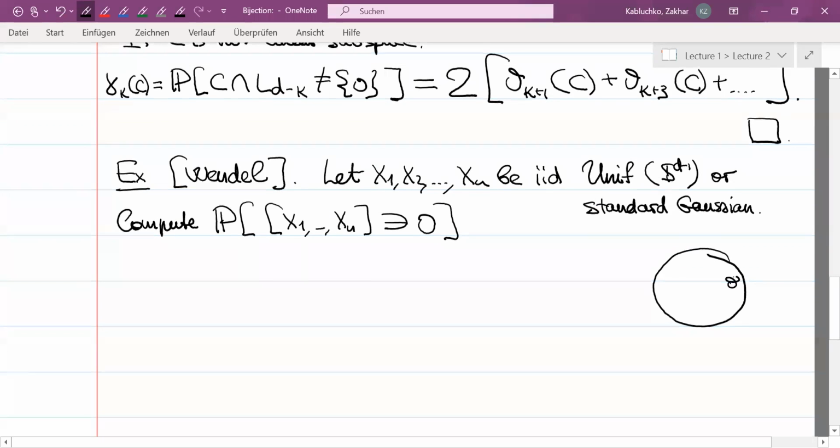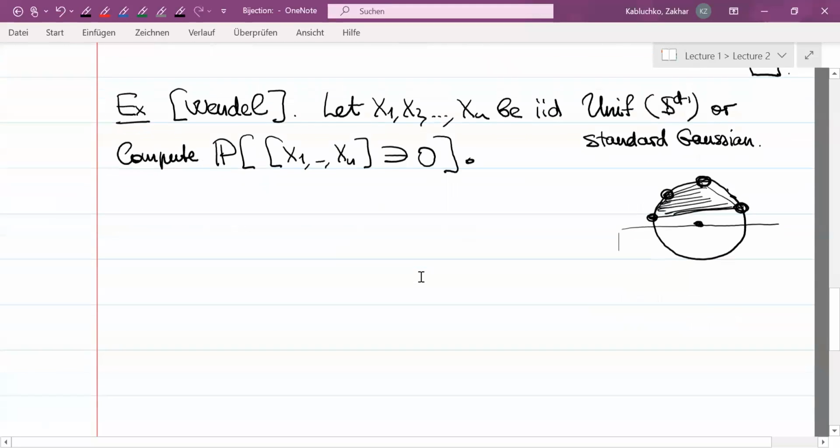This is a sphere. We take here n points, and we want to compute the probability that the convex hull contains the origin. So here it doesn't contain the origin. And it is the same as to ask what is the probability that there is no half space in which all these points are contained. Because here we can separate by a half space. But let us use this form of the question.